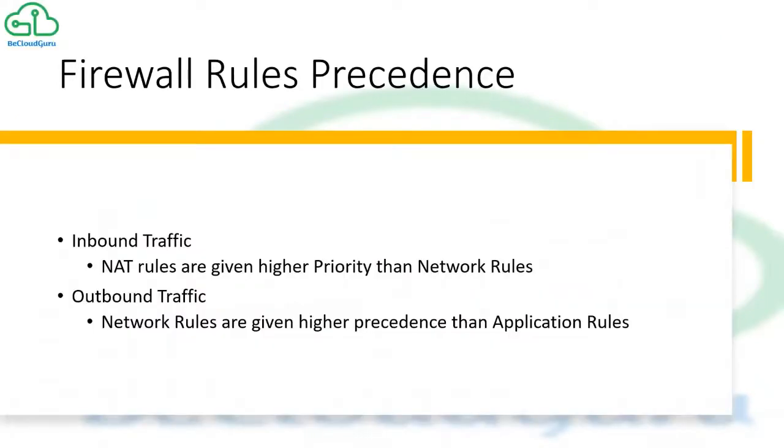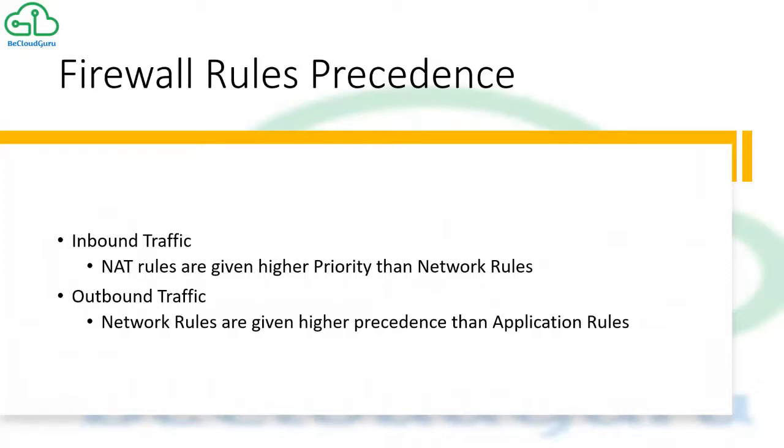Now the precedence for the inbound incoming traffic: NAT rules and network rules are applicable, and out of these two, NAT rules will have higher priority than network rules. In outbound traffic, you will have application as well as network rules applicable, and out of these two, network rules will have higher precedence over application rules.